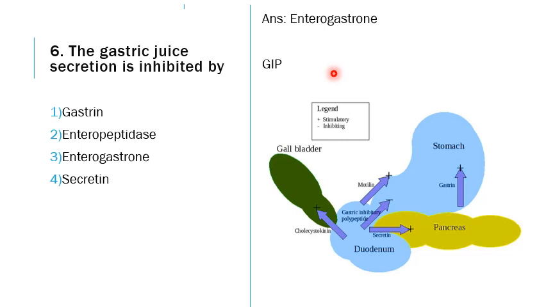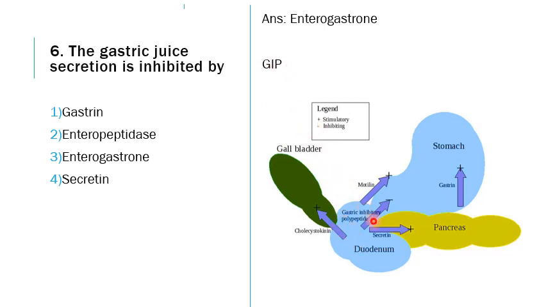Here what they mean, actually, enterogastrone includes secretin, cholecystokinin as well as the gastrointestinal polypeptide. The one that inhibits the secretion from the stomach, that is the gastric region, is the gastrointestinal polypeptide. Hence the specific answer is gastrointestinal polypeptide.